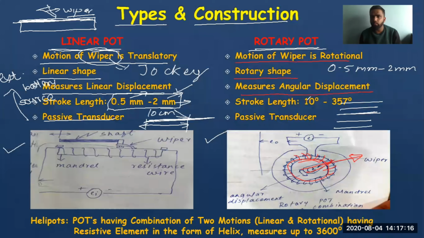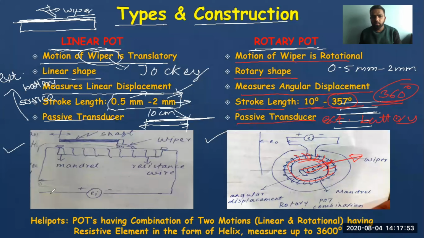It measures angular displacement. Its stroke length can range from 10 degrees to 357 degrees. Because if it goes to 360 degrees, the displacement will be zero. We are measuring the displacement, not the distance. I hope everyone knows the difference between displacement and distance. So it can go up to 357 degrees. It cannot go up to 360 degrees. And it is also a passive transducer, meaning it also requires an external power source or external battery.